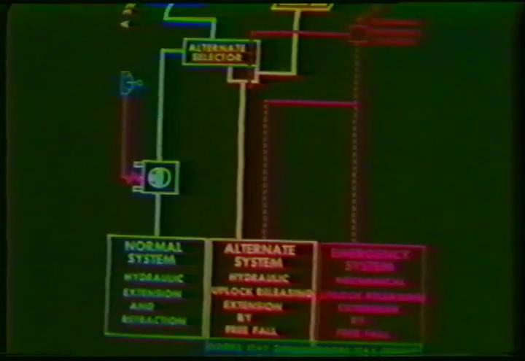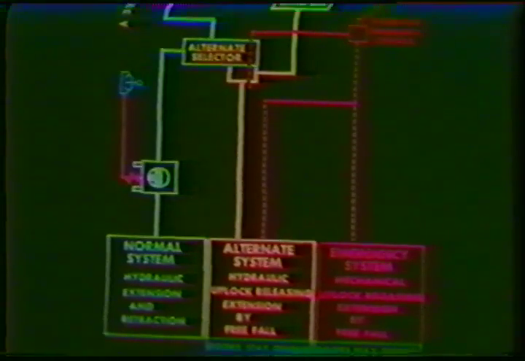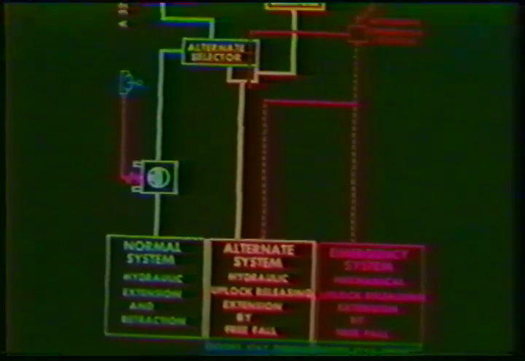Let's look at a few more details about the alternate extension system. For alternate extension, the hand crank has to be turned approximately 14 turns. It operates an alternate selector to bypass the green system pressure and connect the yellow system pressure to the alternate up-lock release components. Extension is then done by free fall and the doors remain open.